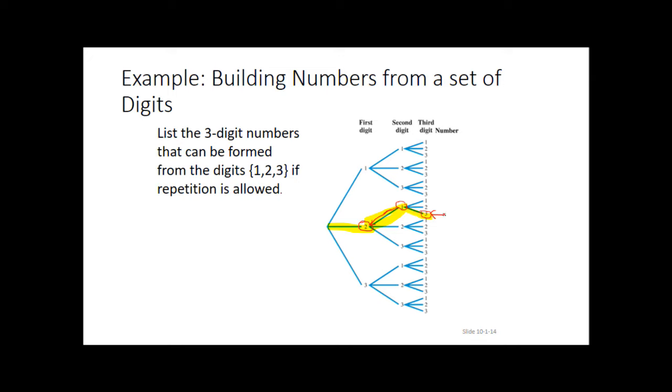So anyway, this particular branch represents what 3-digit number? If Jessica or Yolanda might still be here. Do you know what that number would be? Highlighted in yellow.